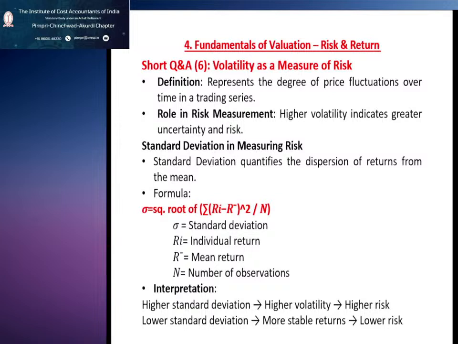Now let's look into question and answer number 6. Volatility as a measure of risk is the concept being dealt with in this short question and answer 6. So how volatile a particular investment is, that is the measurement of risk.